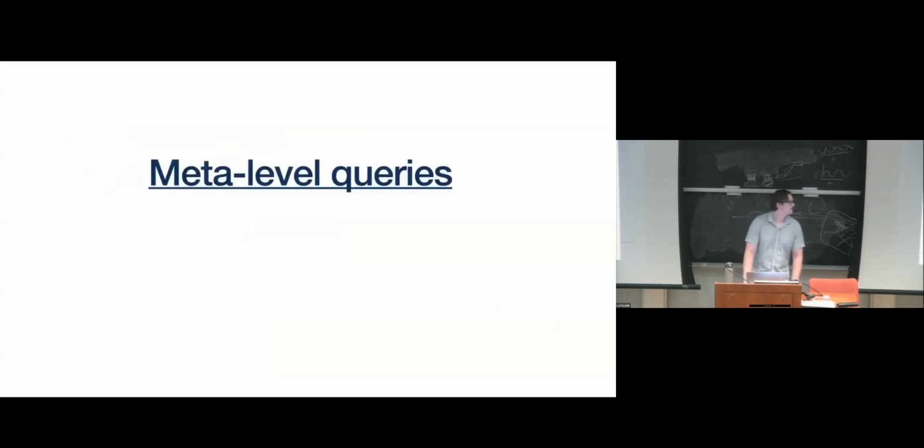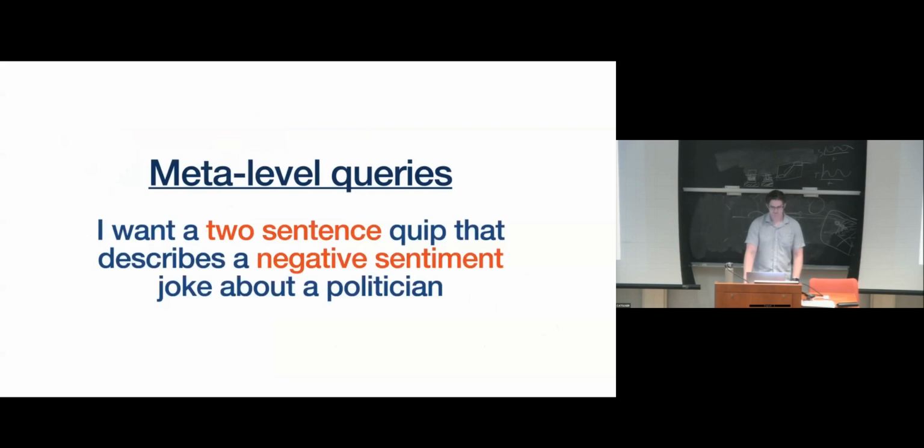One of them is, I think, meta-level queries. This is something where you have some characteristics of the document you want to find, but that maybe you can't find through keywords. So an example could be something like, I want a 2-sentence quip that describes a negative sentiment joke about a politician. If you type this into Google, unless there's a website that specifically is talking about 2-sentence quips, it's not going to match on the sentences or the length or the sentiment or anything like that.